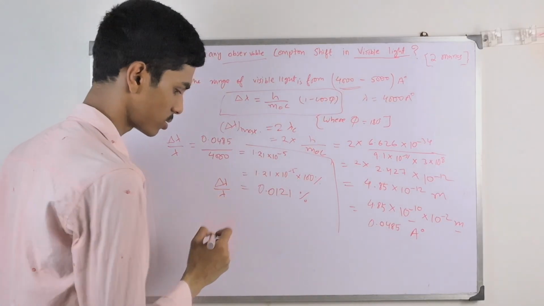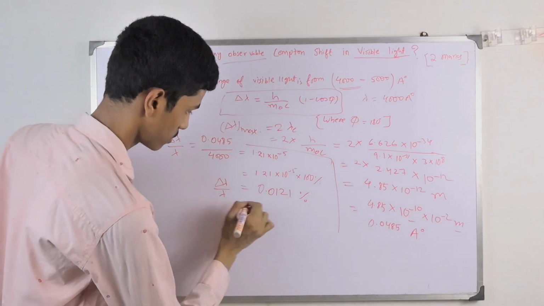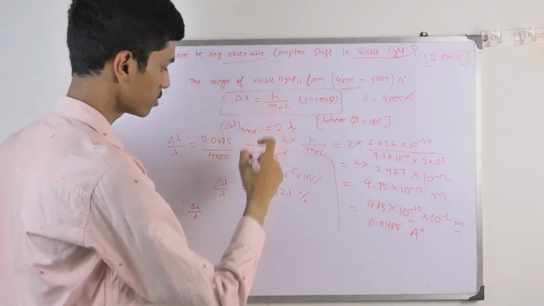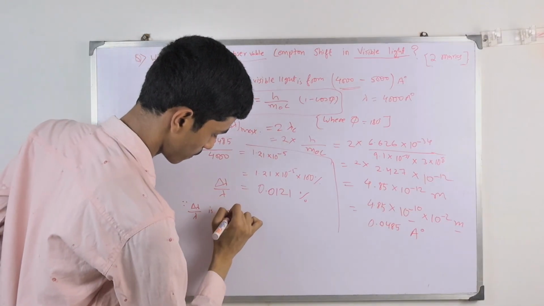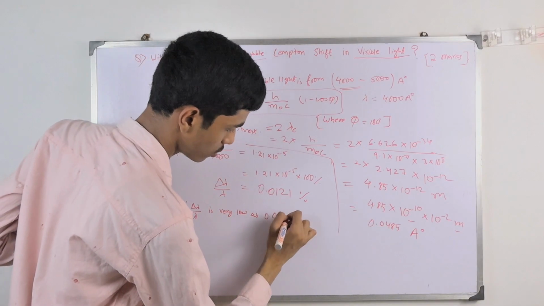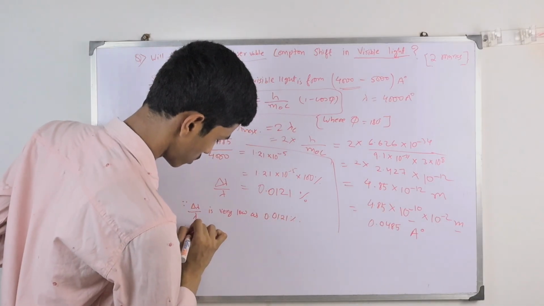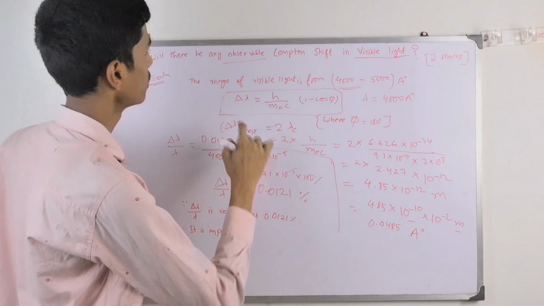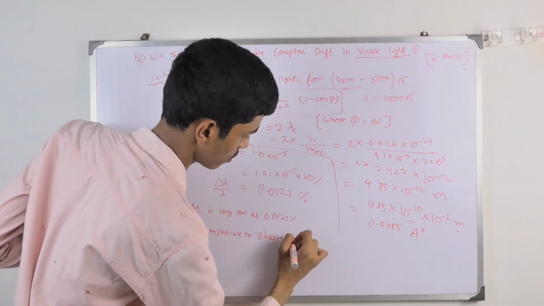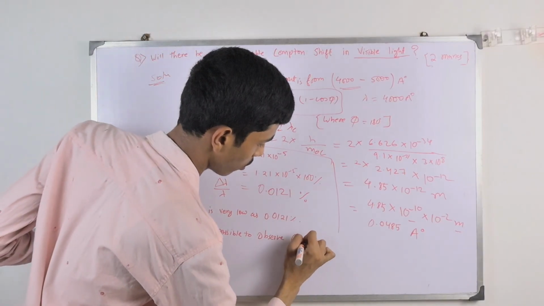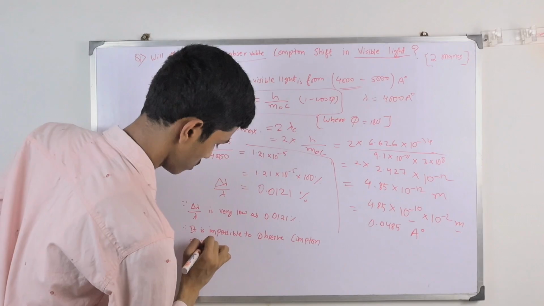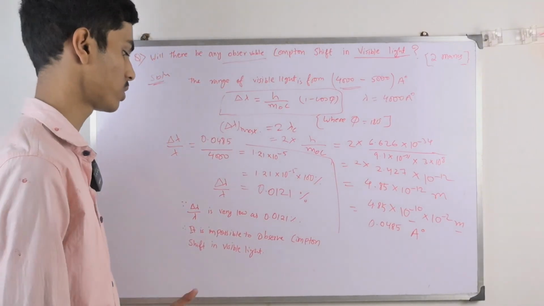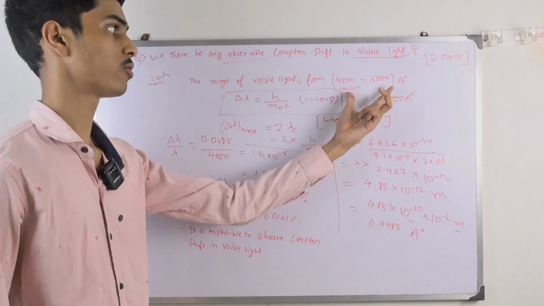Therefore, to conclude this question, we will write: since del lambda by lambda, which is the percentage change in Compton shift in wavelength, is very low at 0.0121 percent, it is impossible to observe Compton shift in visible light, as visible light wavelength ranges from 4000 to 5000 Angstrom.